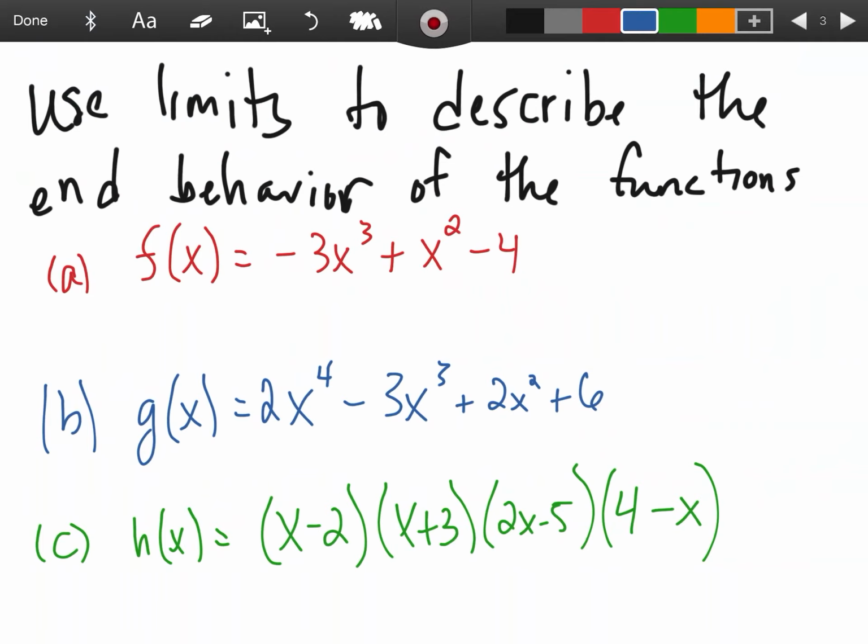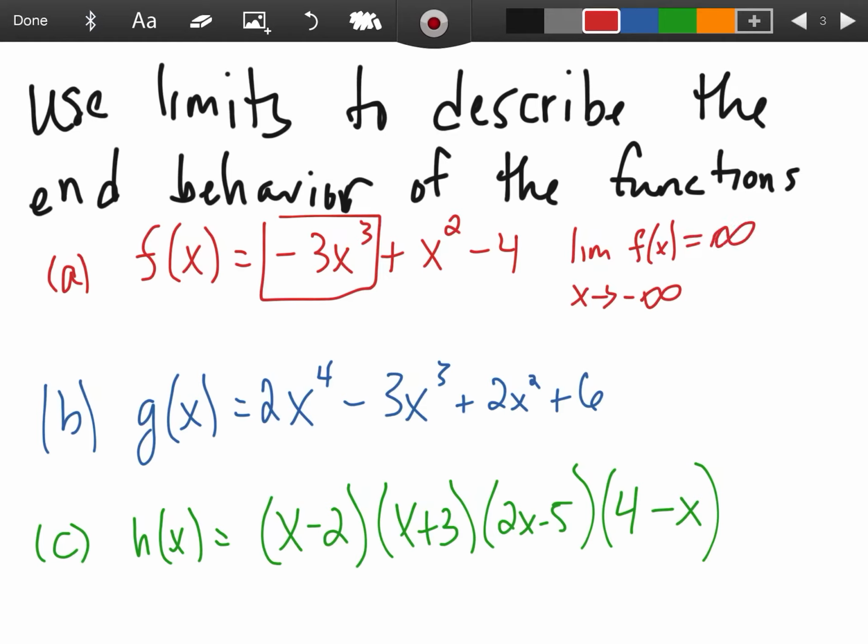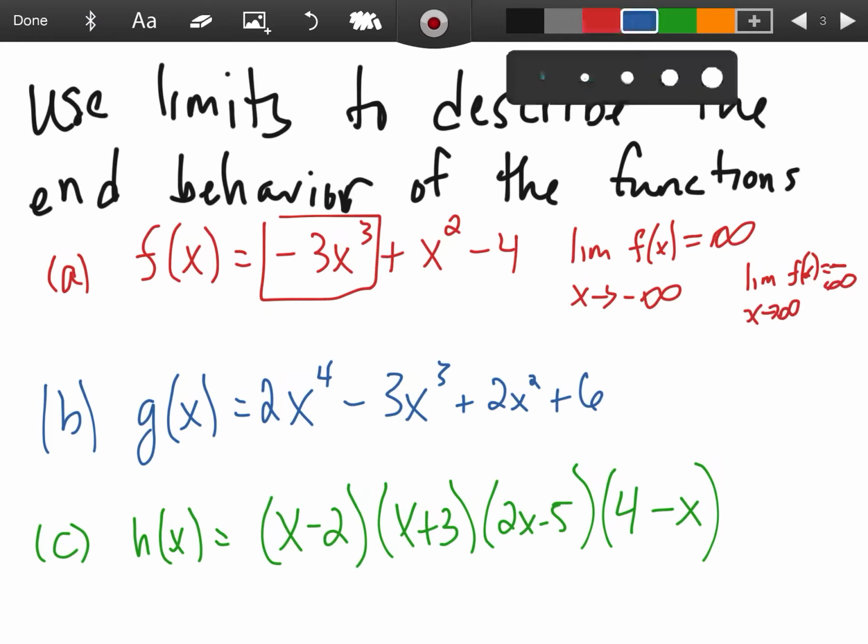Doing some example problems, if f of x is equal to negative 3x cubed, this is our first term, and it's an odd degree, and it's negative. So as x goes to the left, it's not going to go down, it's going to go up now because we have a negative coefficient. And then as x goes to the right, as x approaches infinity, we're going to go down to negative infinity. Don't miss that negative sign. I couldn't really fit it, so sorry about that.